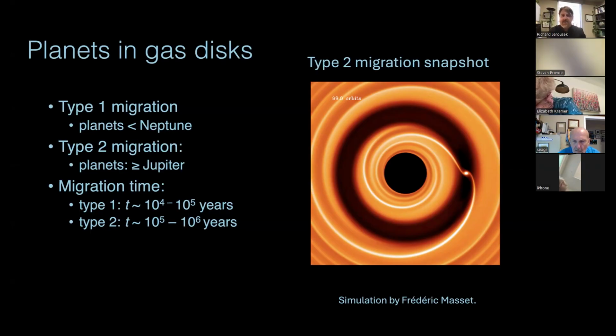So planets undergoing type 2 migration take 100,000 to 1,000,000 years to spiral into the sun from, say, Earth's orbital distance, where a Neptune-size planet undergoing type 1 migration would happen 10 times faster.